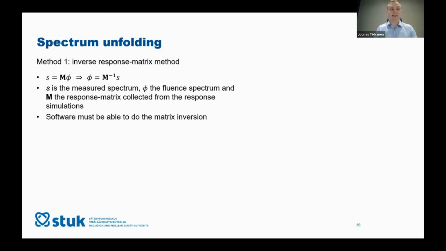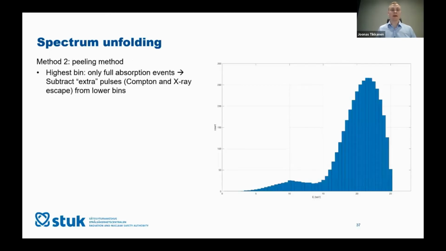Inside the software, it is usually very easy to do the calculation of this inverse matrix, but the question is whether the software is able to do this inversion. So far, at least for the data that I have seen, MATLAB is able to do it, and I think Python was able to do it also. But another method is this peeling method.